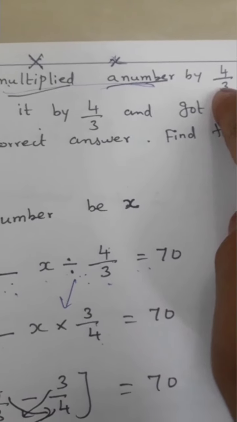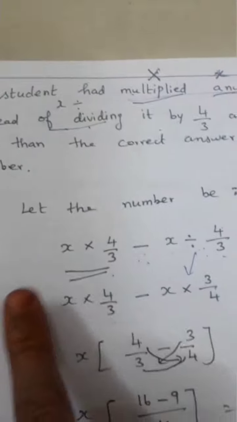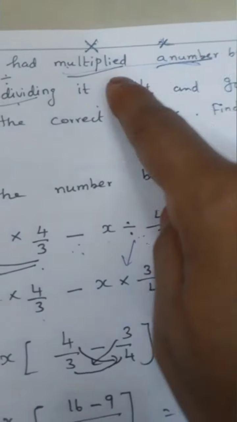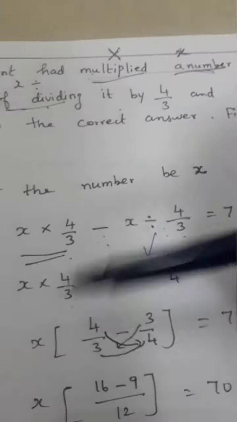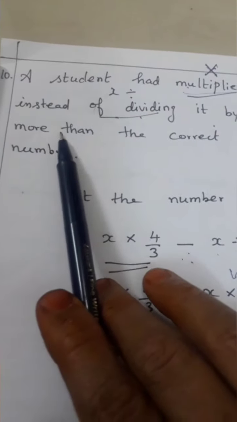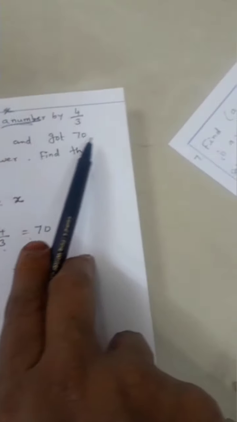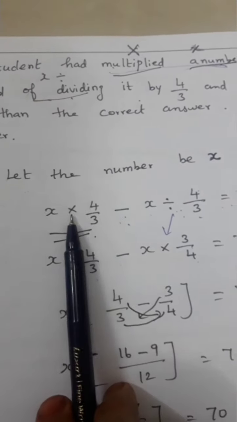So first step: x into 4 by 3. Next, dividing means the number x, and for divided the symbol is divide. So now x divided by 4 by 3, and in between is the minus symbol. Why not the plus symbol? Because they are getting 70 more than the correct answer, so here we write the minus symbol only.